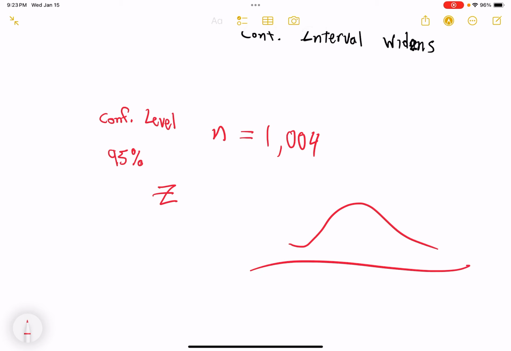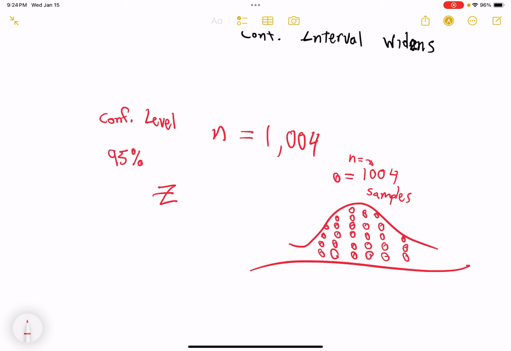First, we assume a sampling distribution. All the circles represent theoretical samples of size n equals 1004. Okay, so these are all theoretical samples, and they are normally distributed. Okay, I want to accommodate for 95% of them actually capturing the true answer.